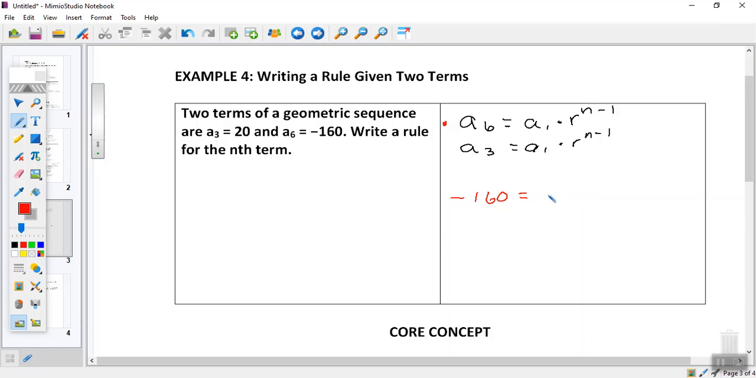Do we know the 1st term? No. Don't have a clue. Do we know the common ratio? Don't have a clue, do we? Okay, but what about the n value here for the 6th term? 6. So this is going to become 6 minus 1 up here, so won't this become a 5? Yep. Okay, you agree with that? Yes. Okay. Let's do this for the 3rd term. What is the 3rd term, kids?